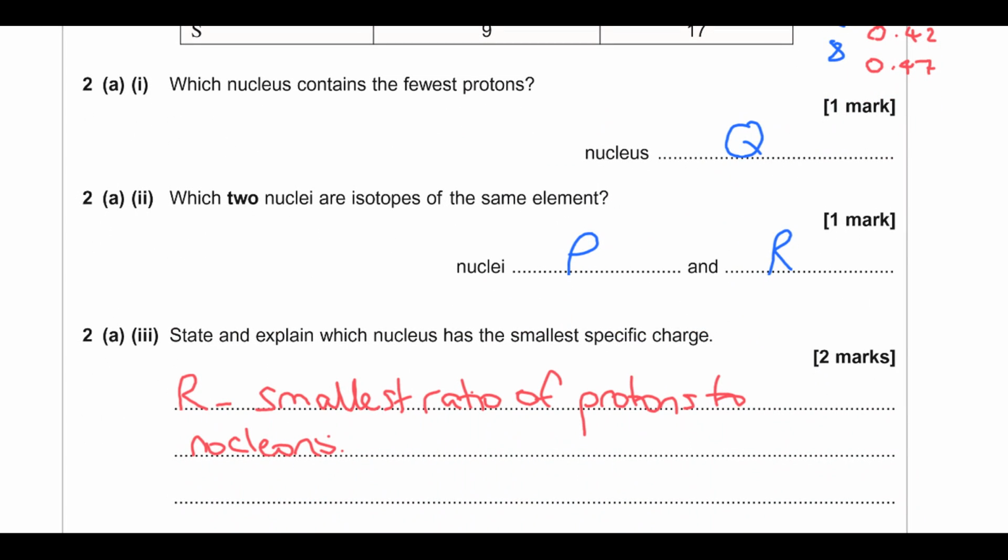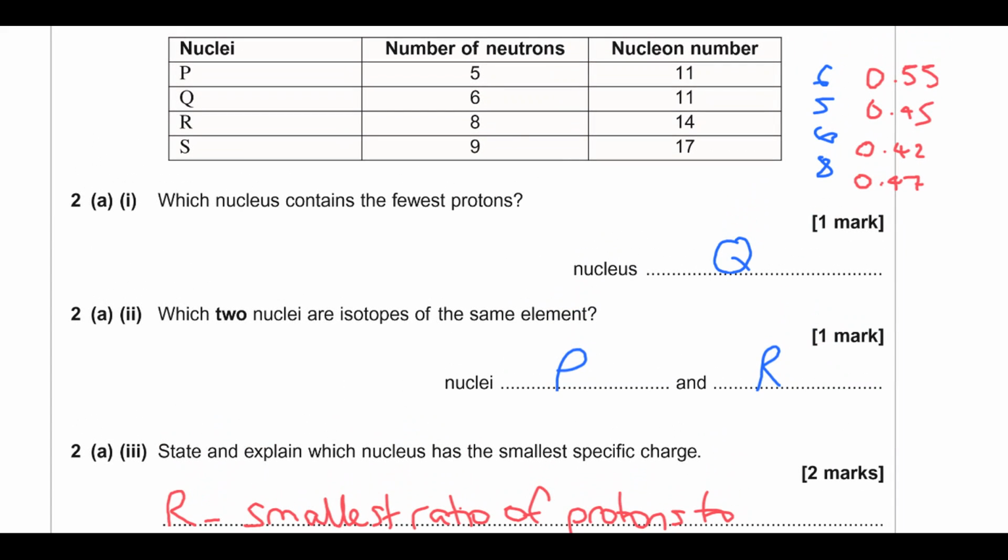State and explain which nucleus has the smallest specific charge. So if we look at the values we've got here, you can clearly see this one is the smallest ratio of protons to nucleons, so that's R.